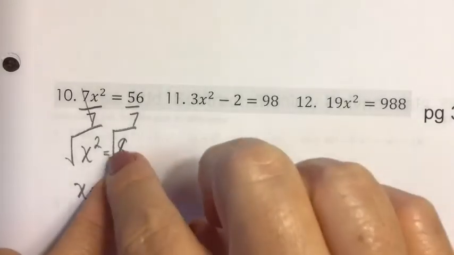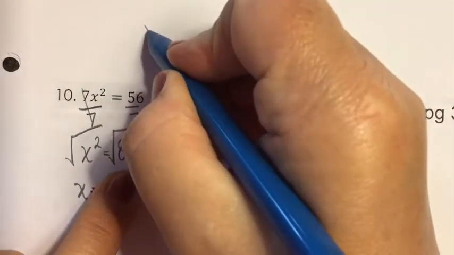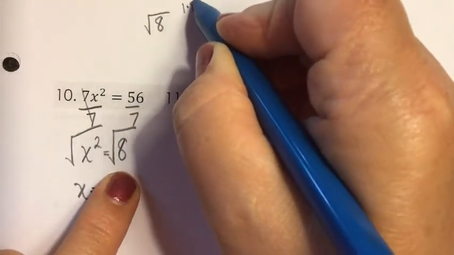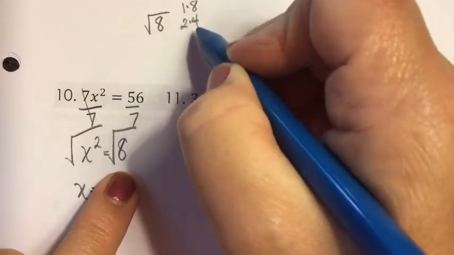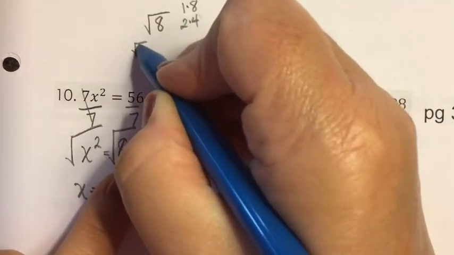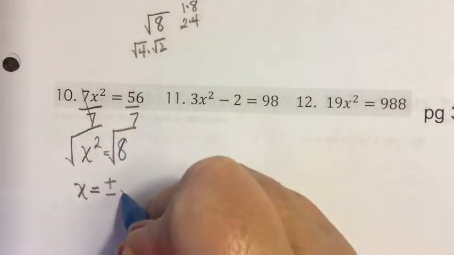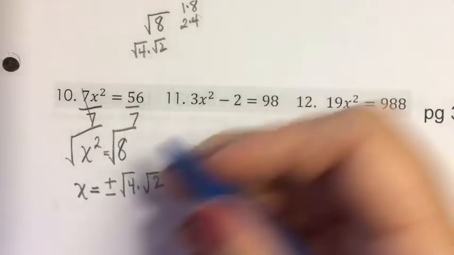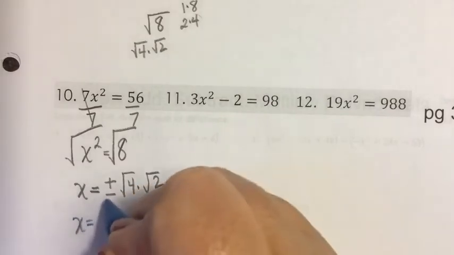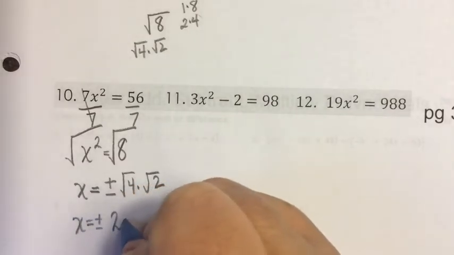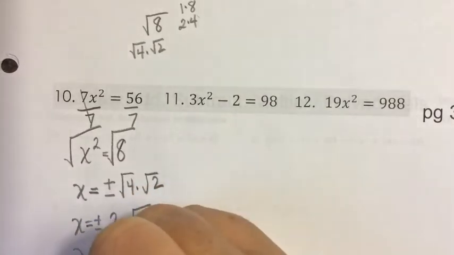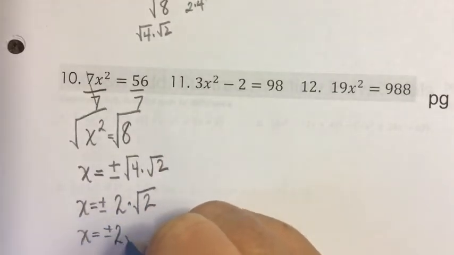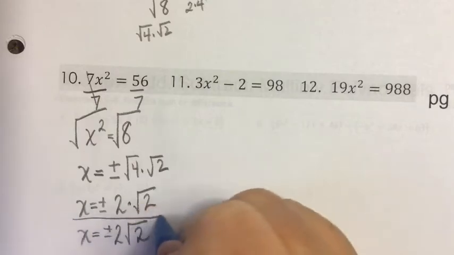You have to think about this problem the way we were doing those other problems on the previous page. The factors of 8 are 1 times 8 and 2 times 4. 4 is the perfect square. You've got to simplify the square root of 8 into the square root of 4 times the square root of 2. Then that would be plus or minus 2 times the square root of 2, and it is perfectly fine if you skip to this final answer, plus or minus 2 times the square root of 2.